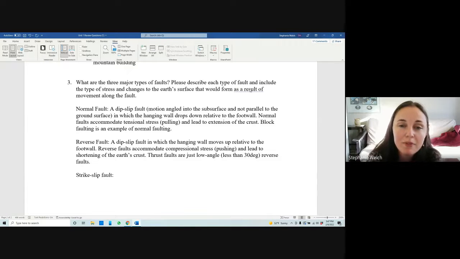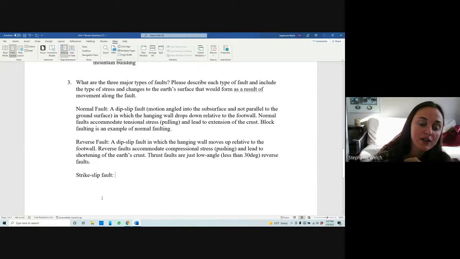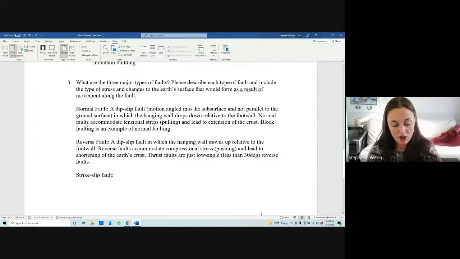Dip is effectively the angle, like the pitch of a roof. Strike is the orientation of that roof. Maybe the ridge pole of the roof is running north-south or east-west, and then that would tell you something about the orientation of the house. And it's the same thing with rocks and faults. So this is a fault that has the actual motion along the fault along strike, and that's what's called strike slip.